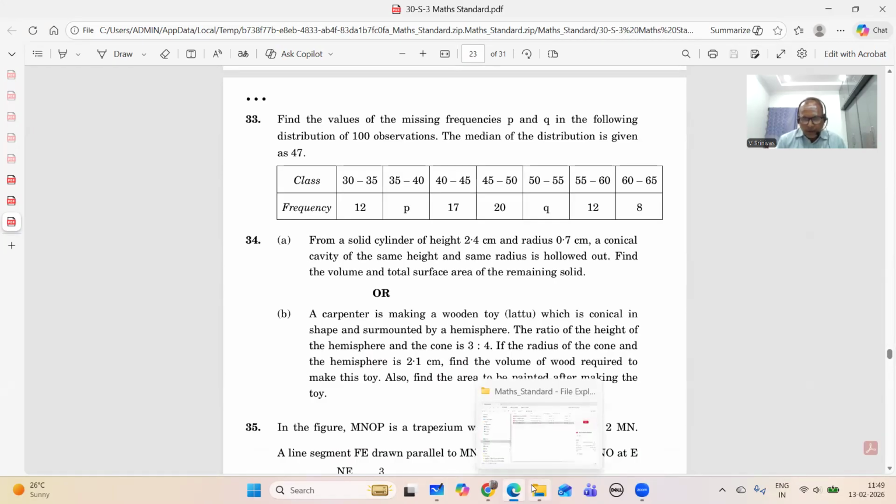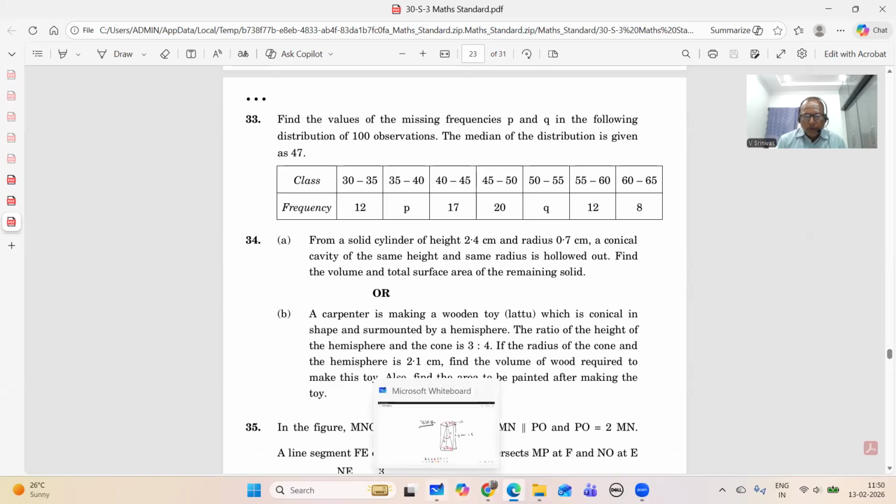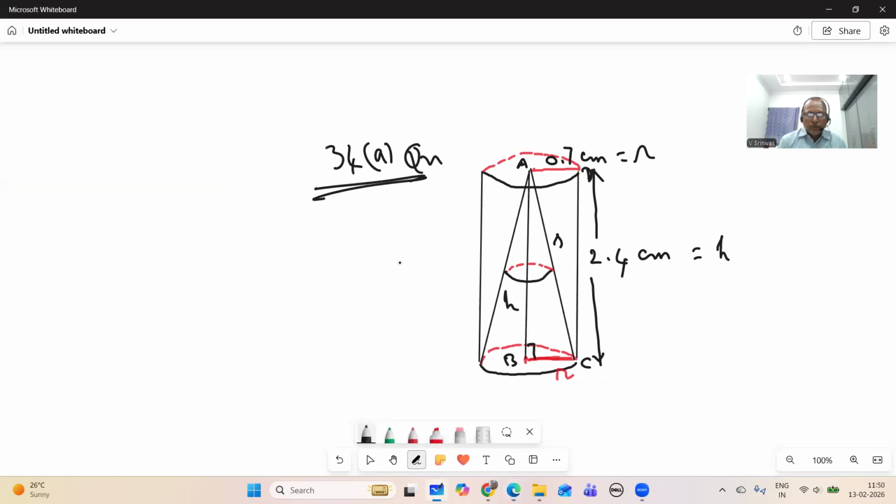We are given the height and radius. And a conical cavity of the same height and radius. Yeah, that is the point. Means for the cone, the radius of cone and the radius of cylinder are same, and the height of cone and the height of the cylinder are same. So, first, let us calculate the volume.